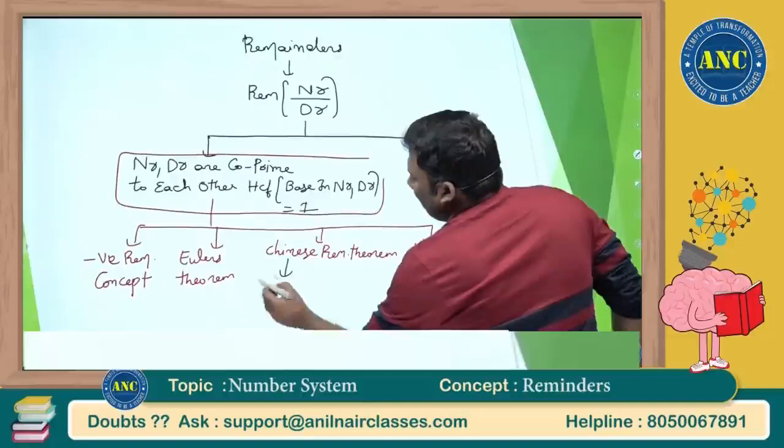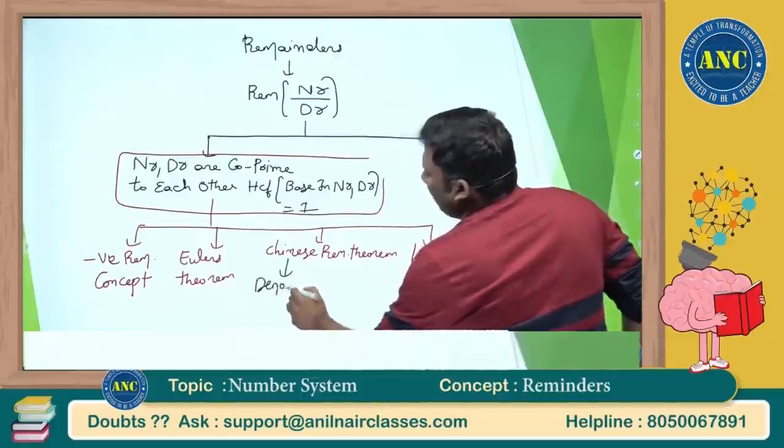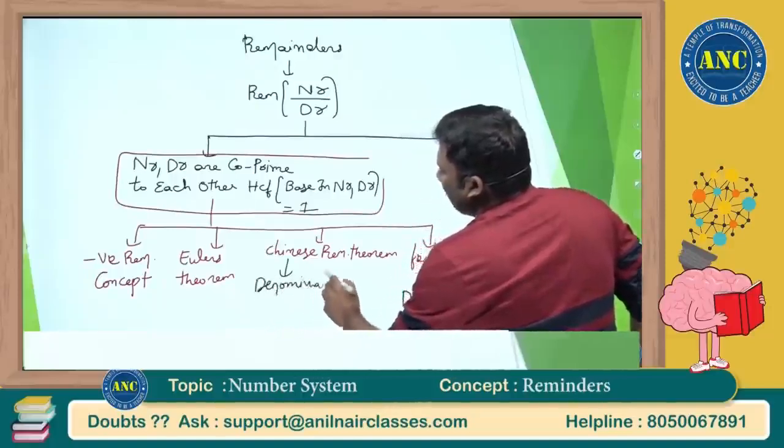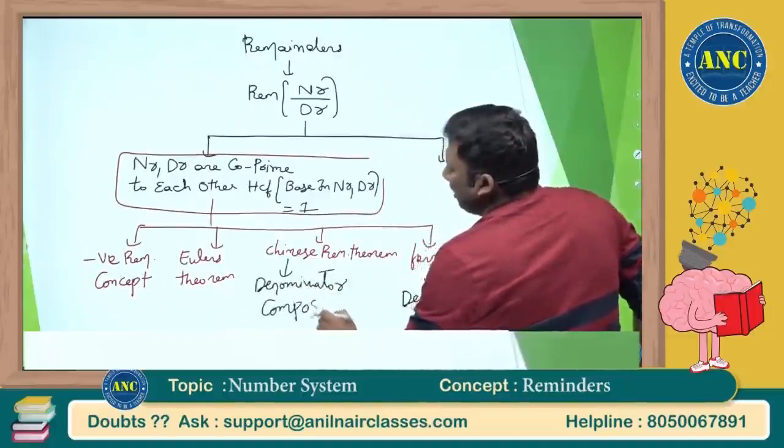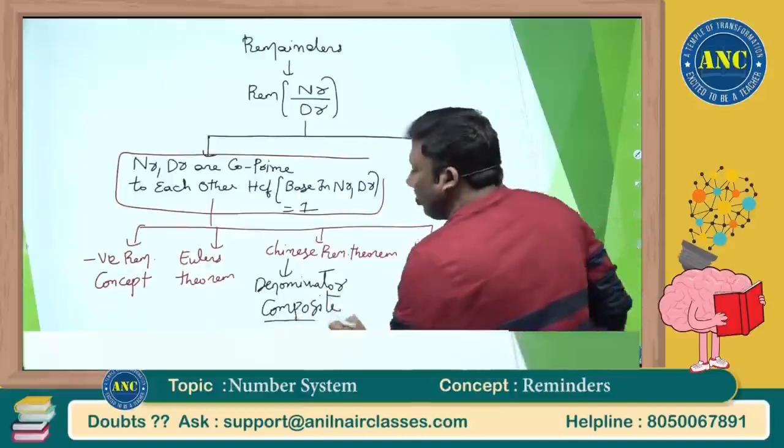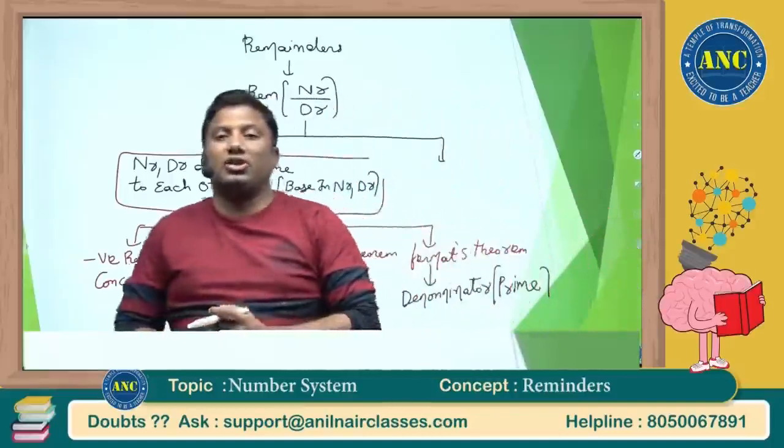The Chinese remainder theorem is used when the denominator is a composite number. If the denominator is a composite number, then the Chinese remainder theorem is used.